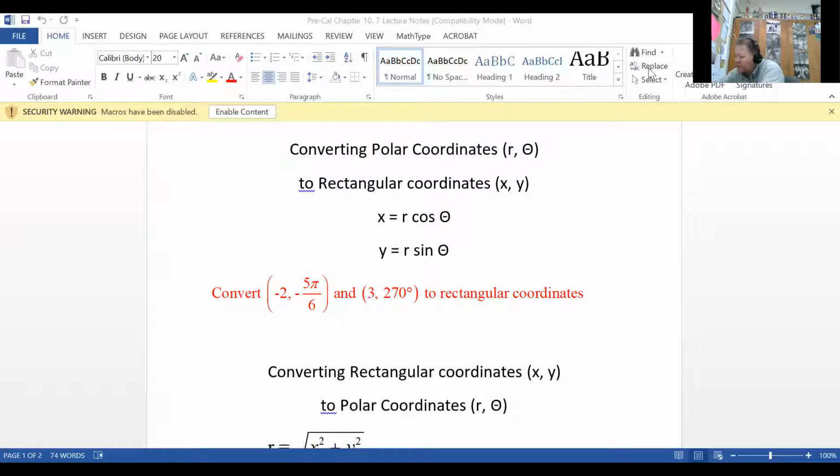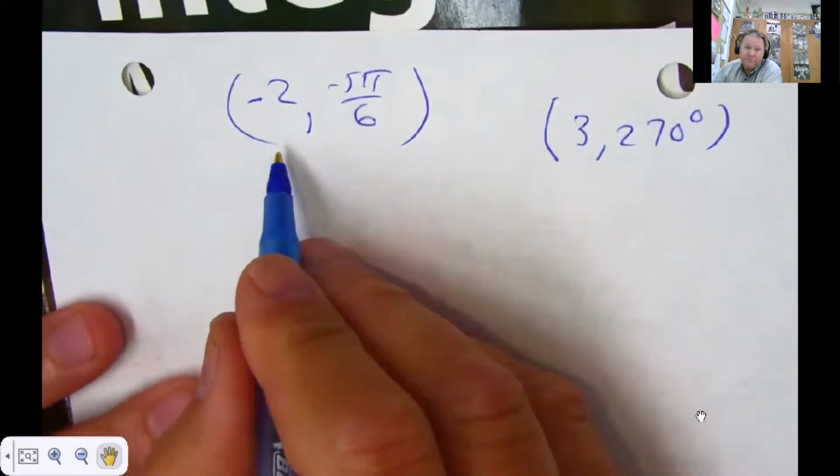Okay, we have a couple things, so I kind of forgot where I was. Here we go. I need to switch over, don't I? Let me write them both down so I don't have to go back and forth. The other one is 3, 270. That's the one I kind of want to talk about. One's in radians, one's in degrees, big deal. Go new share here.